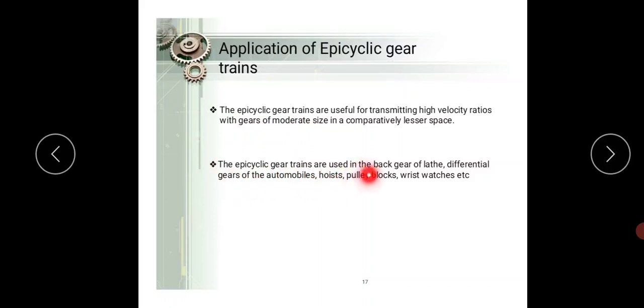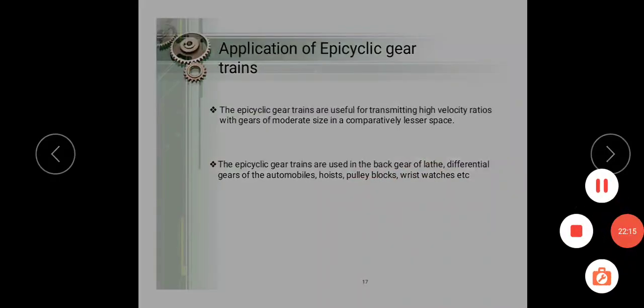Now we are going to see the applications of the epicyclic gear train. Epicyclic gear trains are used in back gears of lathes, differential gears of automobiles, and also pulley blocks and wristwatches. These are some applications of the gear train.